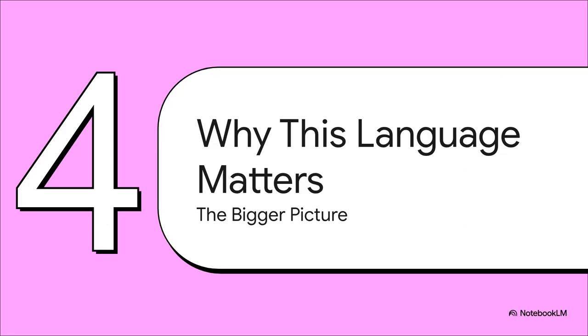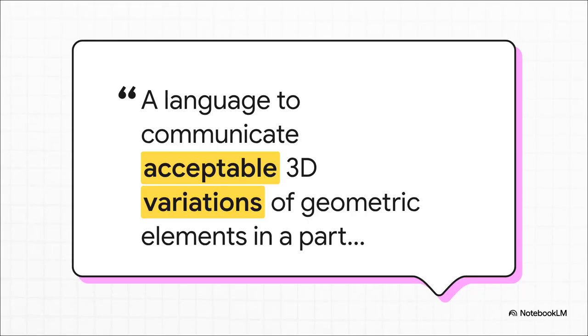So we've gone over the grammar and the core vocabulary, but let's just pull back for a second and ask the big question. Why does this complex language even exist? Why is it so incredibly important? This quote from the National Institute of Standards and Technology really says it all. It's a language to communicate acceptable variation. See, in the real world, nothing can be made perfectly. GD&T gives designers a precise tool to define exactly how imperfect a part is allowed to be while still doing its job and doing it flawlessly.